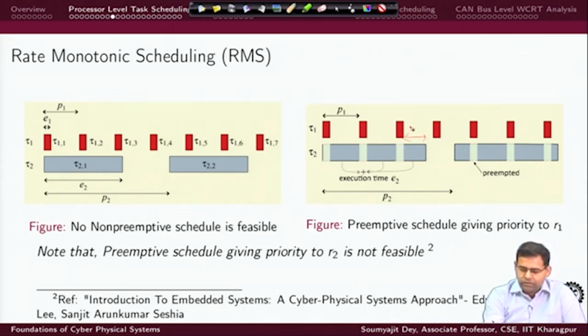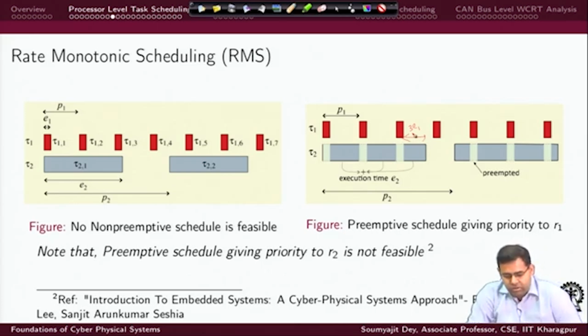We can check that this is thrice E1, because that is the time required to execute 3 instances of tau 1. As you see here, tau 1 has always met its deadline, because whenever it was released, it was immediately allocated the CPU. Has tau 2 met its deadline? Yes, because this is the deadline, and well before it, tau 2 has executed. Similarly, this will keep continuing for the next hyper period.